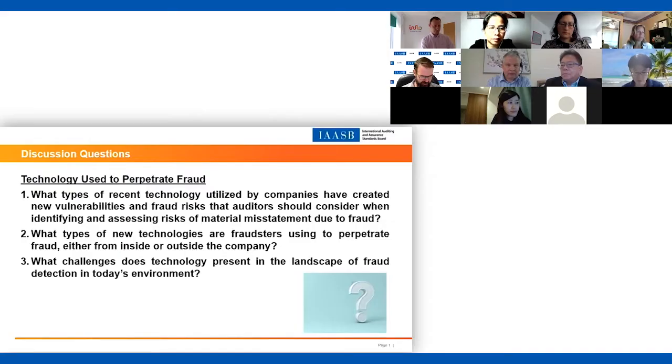So the first question was, what types of recent technology utilized by companies have created new vulnerabilities and fraud risks that auditors should consider when identifying and assessing risks of material misstatement due to fraud? Our second question is about technologies used by fraudsters to perpetrate fraud, either from inside or outside the company. And lastly, what challenges does technology present in the landscape of fraud detection in today's environment? So basically, all three of these are under the heading of technology used to perpetrate fraud.